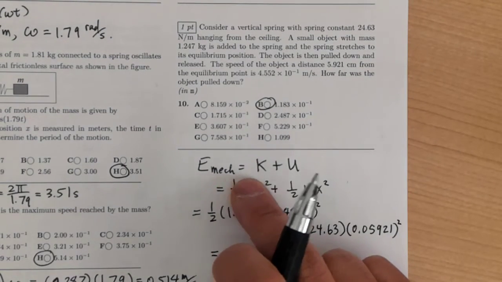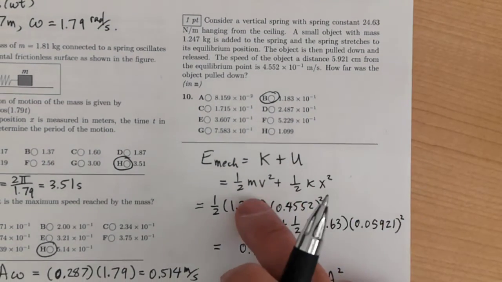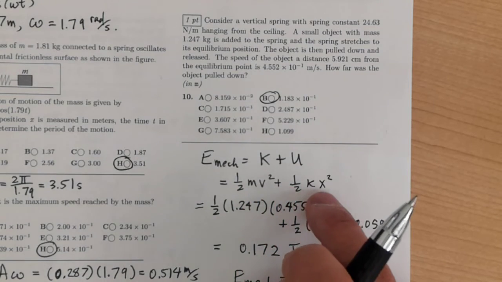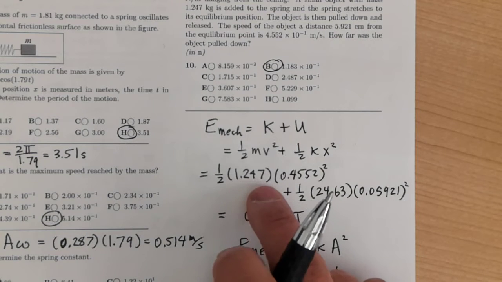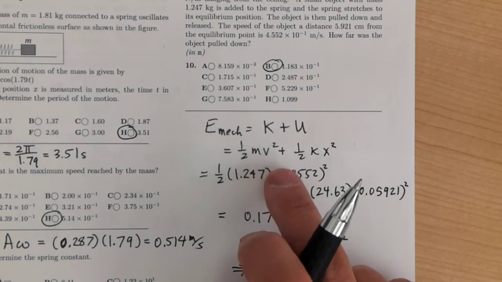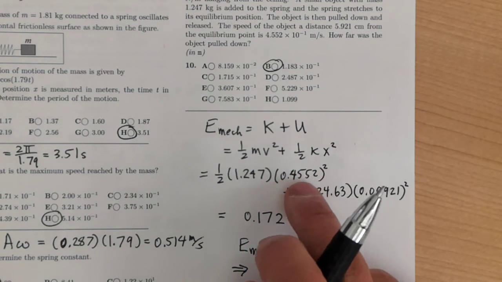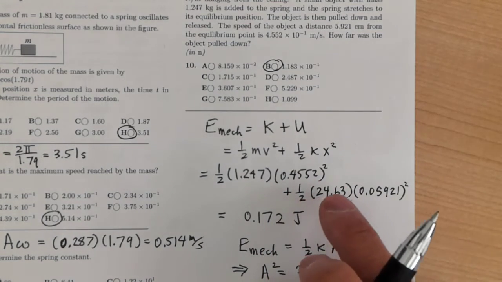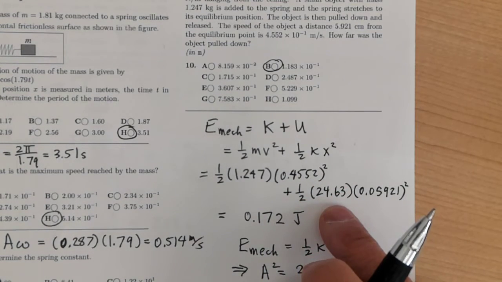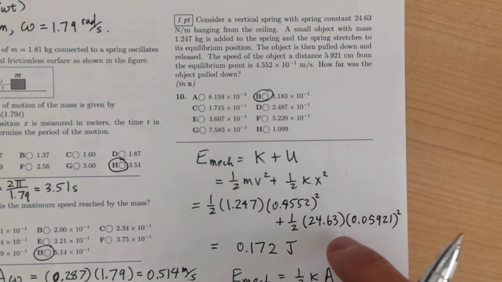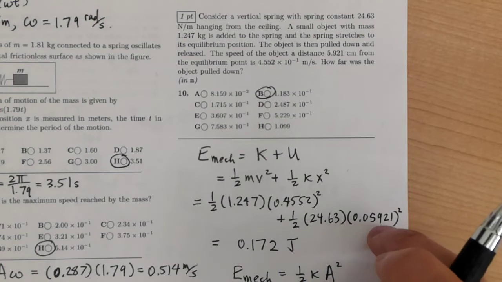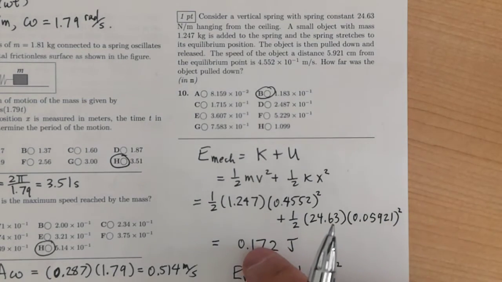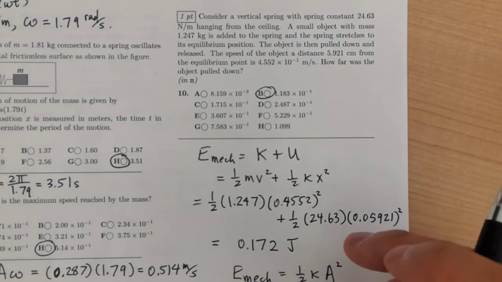Okay, the mechanical energy is K plus U, kinetic plus potential. It's 1/2 mv squared plus 1/2 kx squared. So we get 1/2 of the mass, 1.247, times the v, the speed, which is 0.4552 squared, plus 1/2 times the spring constant, that's 24.63, that's in the problem here, times the displacement. It's given in centimeters, so it's 0.0591 squared, and that comes out to 0.172 joules.